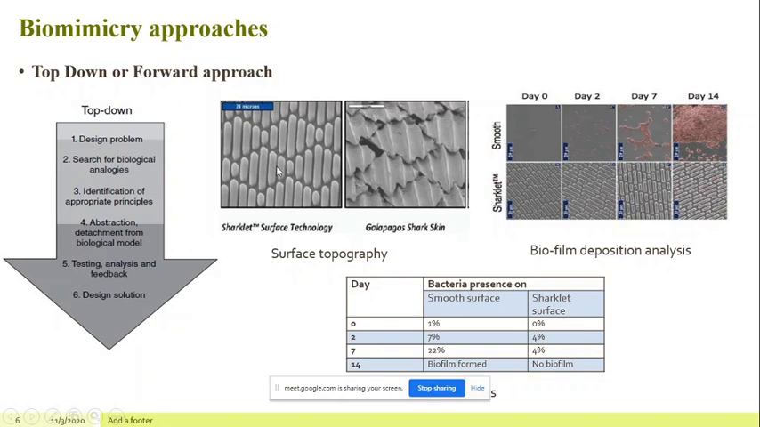Then this surface was tested along with a smooth surface under similar conditions, and it was found that on day 0, the smooth surface had 1% bacterial presence and the Sharklet surface had 0%. Then progressively, around day 7, the bacterial presence on the smooth surface was 22% and on the Sharklet surface it was just 4%. And around 14 days, a biofilm formed on the smooth surface, but on the Sharklet surface no biofilm formed.